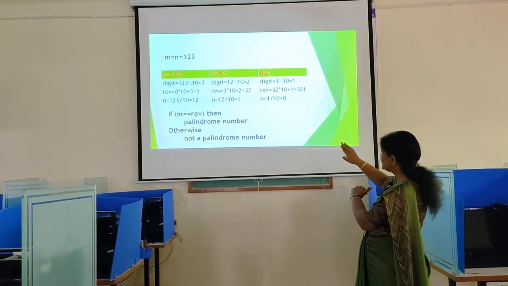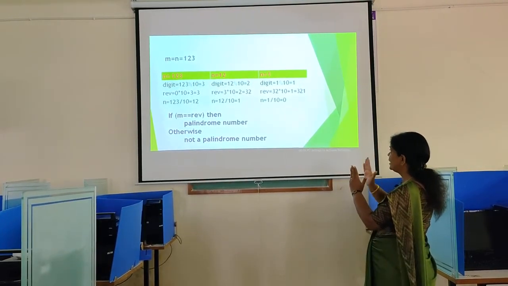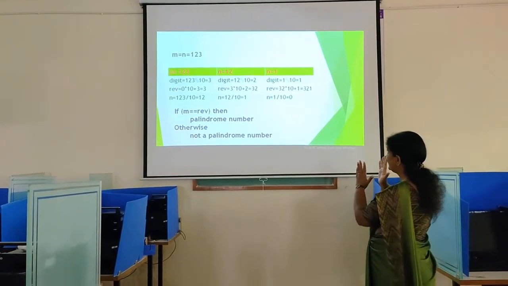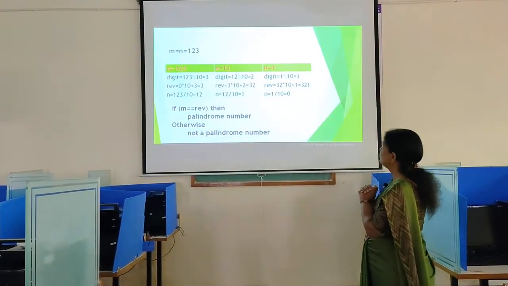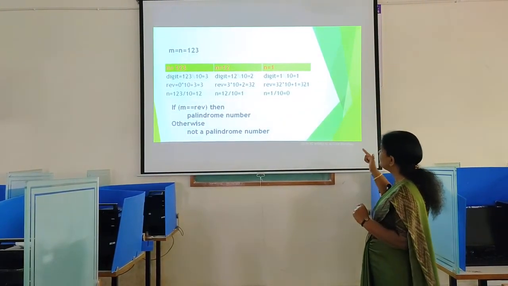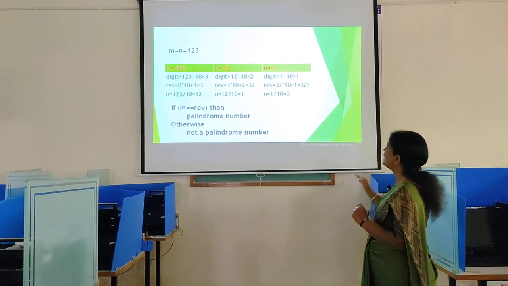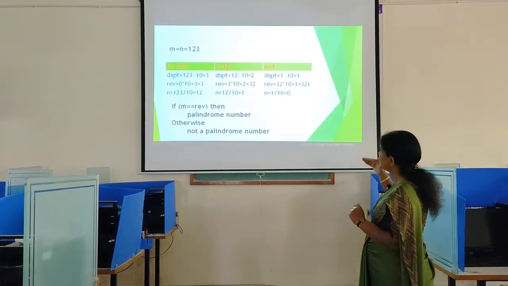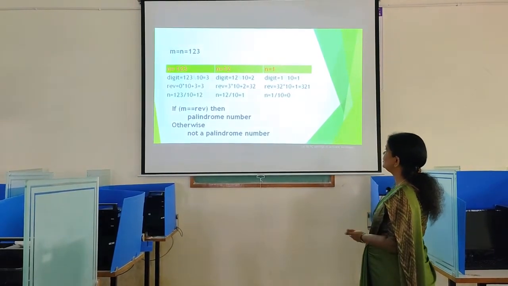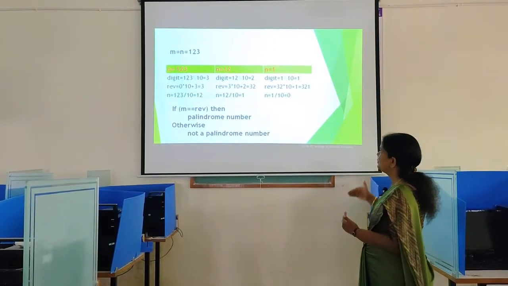That is because reverse is equal to reverse into 10. Every time we are multiplying it by 10 so that every digit will be moved to the next position. Okay, so now it is 321. Next, n is equal to 1 by 10. Now this time the quotient is 0. So you have to repeat this procedure until n becomes 0. Now n is 0, so you stop doing it.